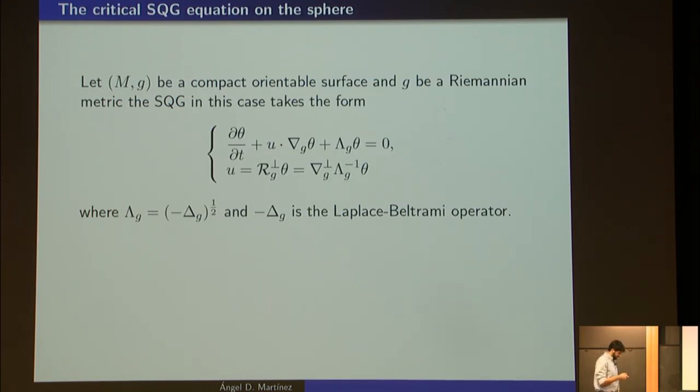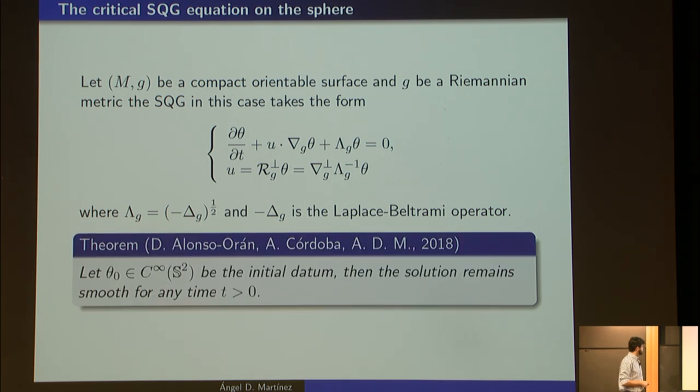So in our case, the equation will have this kind of shape. We're working on a compact surface with some metric g. And then we can write the equation this way. Here we have a zero-order operator, like the Riesz transforms that I wrote earlier. Lambda is going to be a fractional Laplacian that I will introduce in a while. And as I told you, we are interested in the critical case. So the theorem reads as follows, or a version of it. If we have a C infinity function as an initial datum, then it will remain smooth for all times.